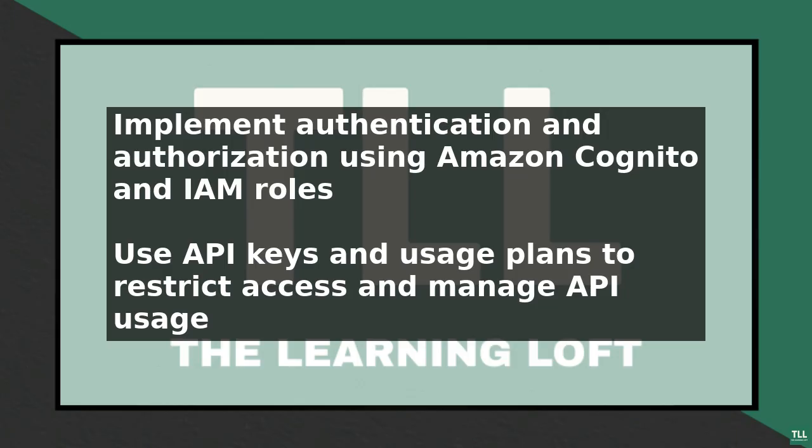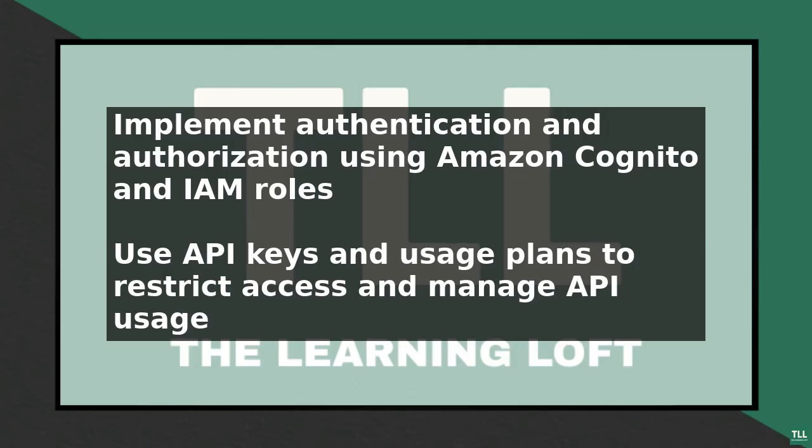Best practices for AWS Amplify API category. Use a consistent naming convention for your API endpoints and resources. Use meaningful and descriptive names for your API endpoints and resources. Implement authentication and authorization mechanisms to secure your API.